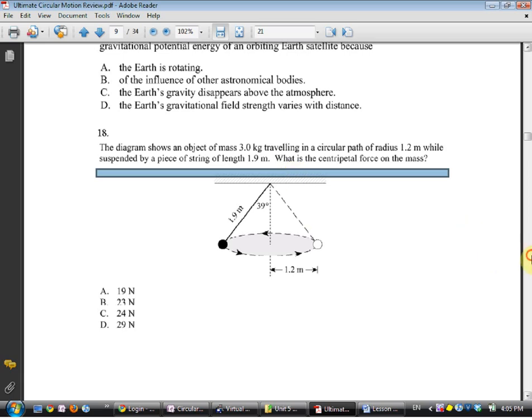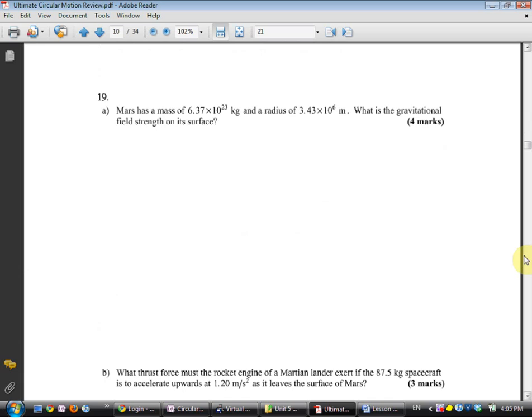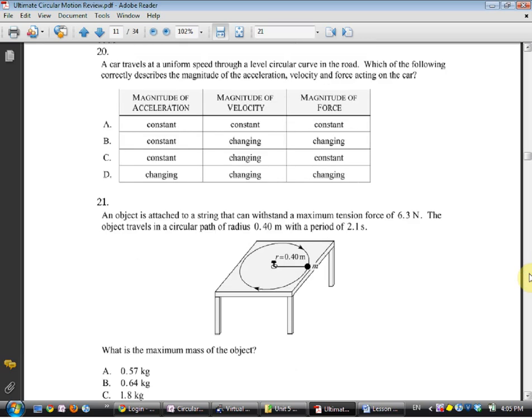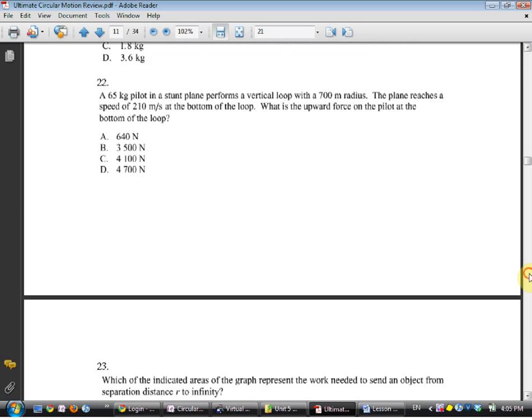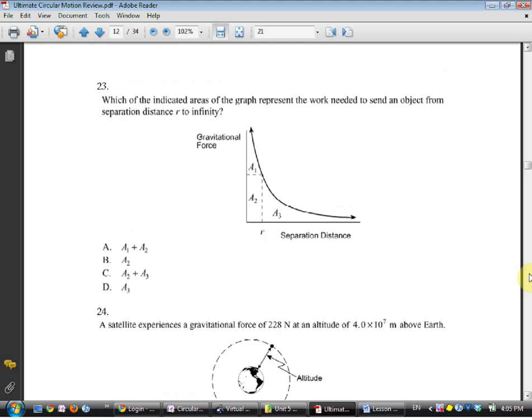Make sure you can figure out gravitational field strength. Remember gravitational field strength was big G, big M over R, so gravitational field strength of Mars or of a planet or of the moon, something like that. Twenty-three is good. I like. Make sure you understand how the graph works.